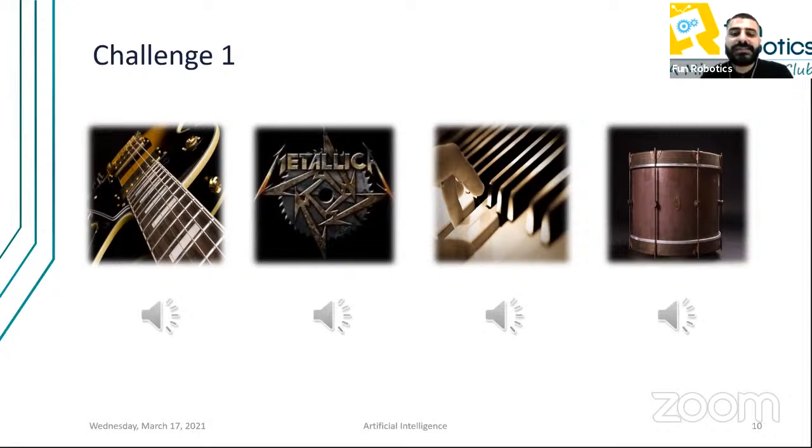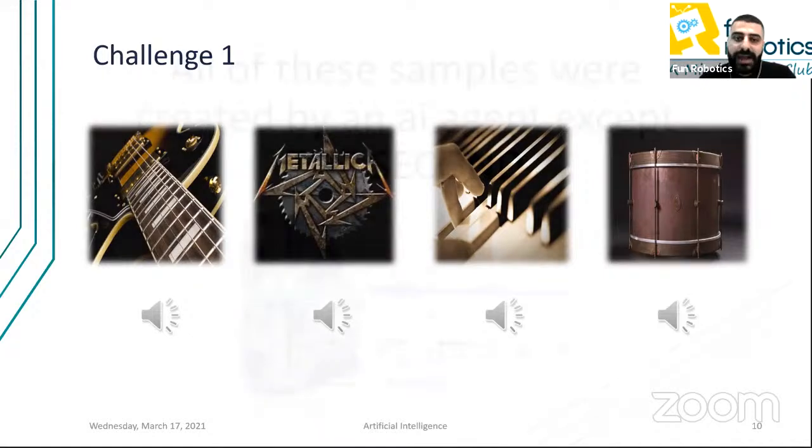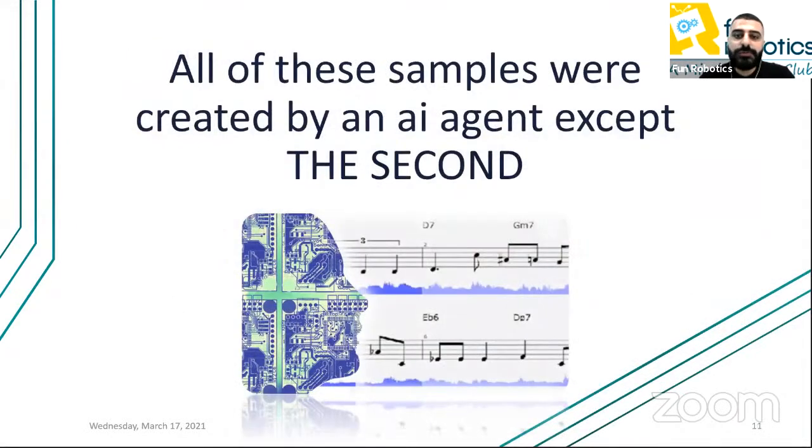Most commonly, I have students that always guess that most of these were played by a human. As a matter of fact, this could be shocking to you. All the samples that we heard were created by an AI agent, except the second sample. So only the second one was played by a human. It was actually the band Metallica. And the rest, the first, the third, and the fourth were actually played by an AI or a machine.